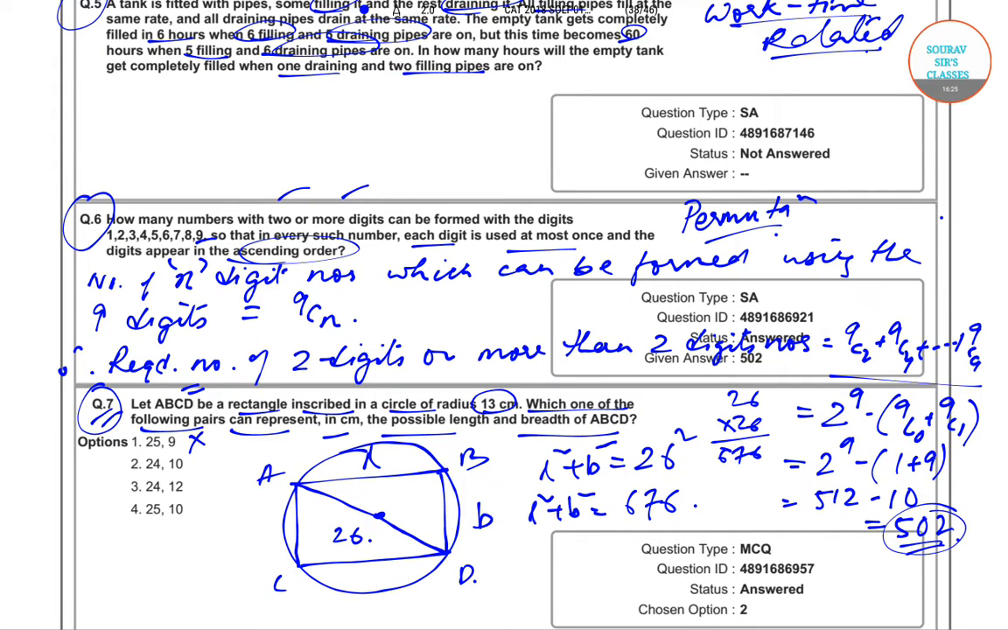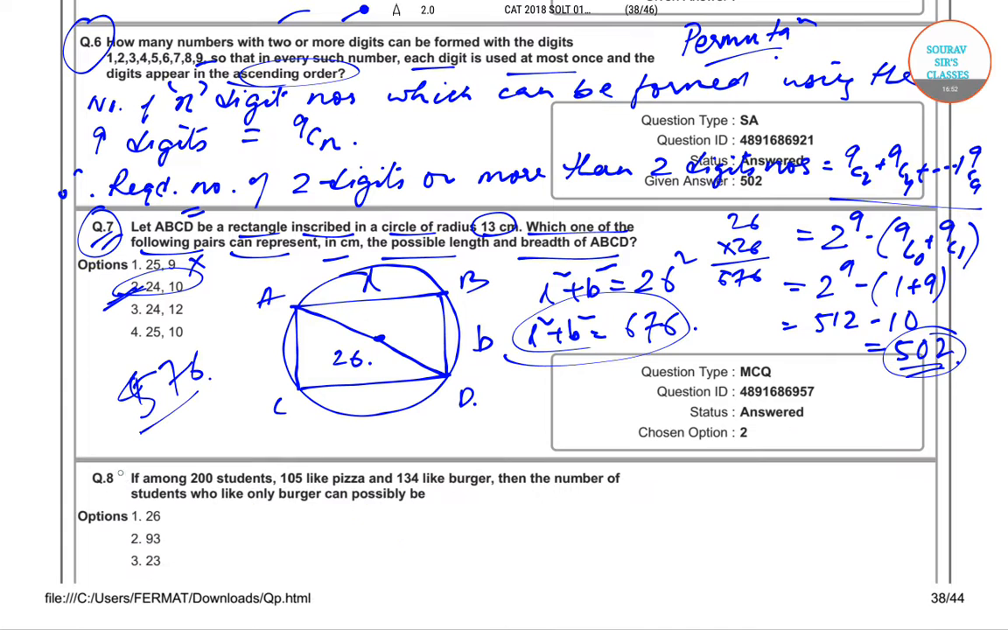Now 24 square is basically equal to 576, plus 10 square, which is 100. So we have 676, which satisfies the condition that we have already found out. So option 2 over here is the correct option. 24 and 10 can be the possible length and breadth of rectangle ABCD. Let's move on to the next question.